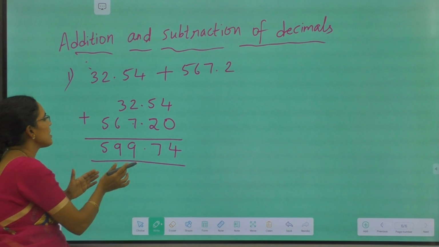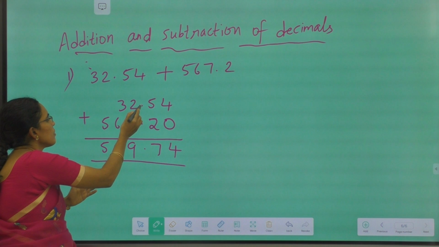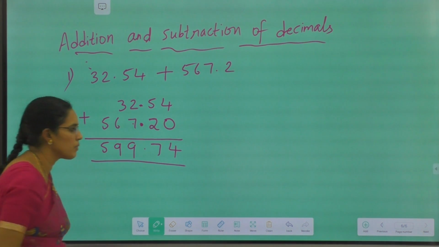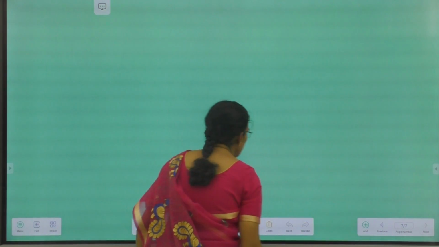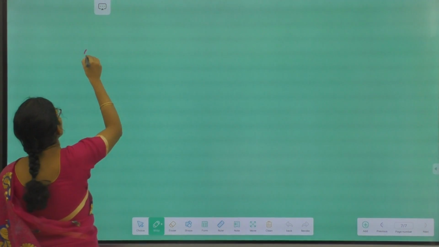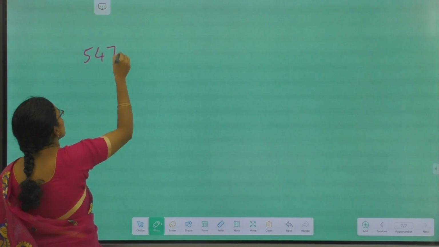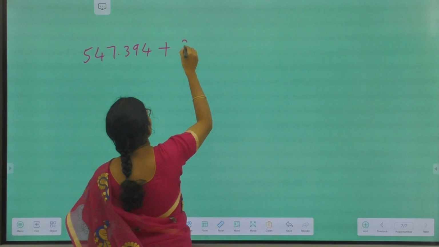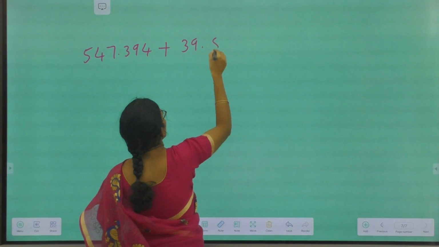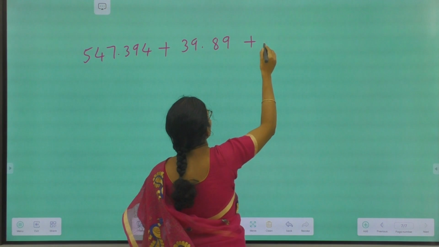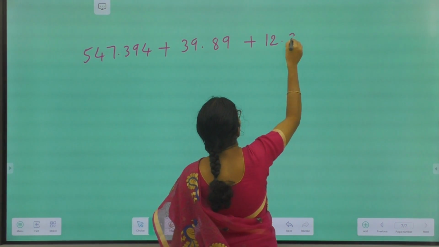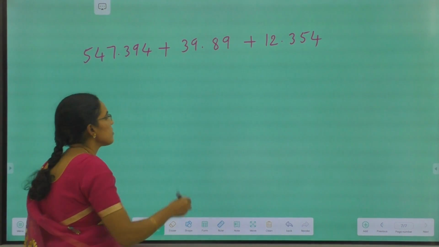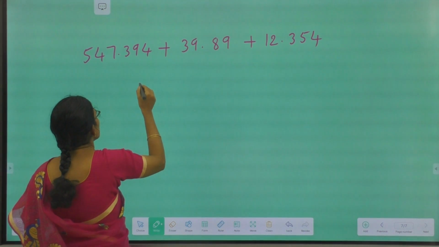How should we arrange the decimals? Decimal point below decimal point should come. In that way, you should arrange the decimals. Let's take another example: 547.394, 39.89, and 12.354. We want to add all these three decimals, so arrange them one below the other.